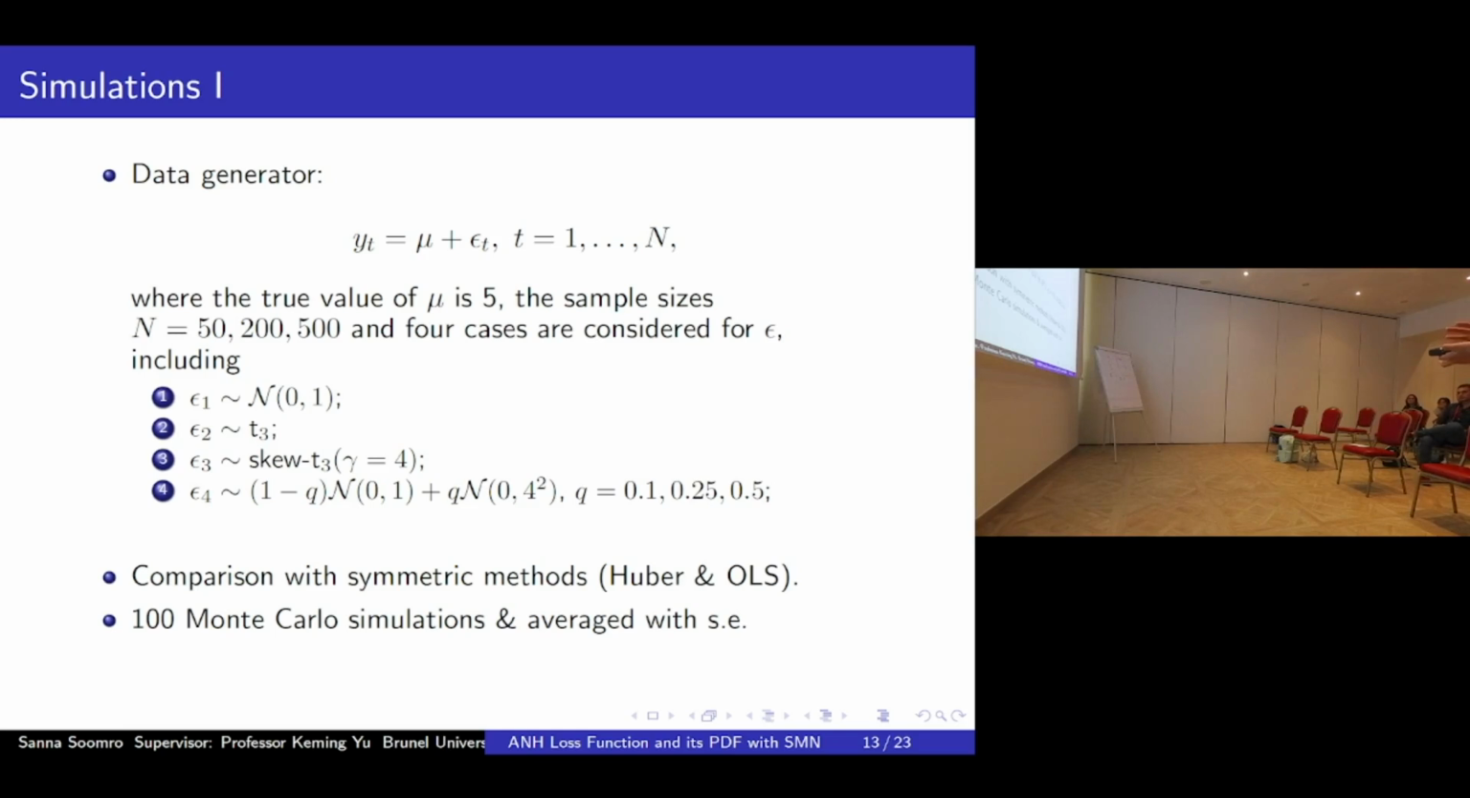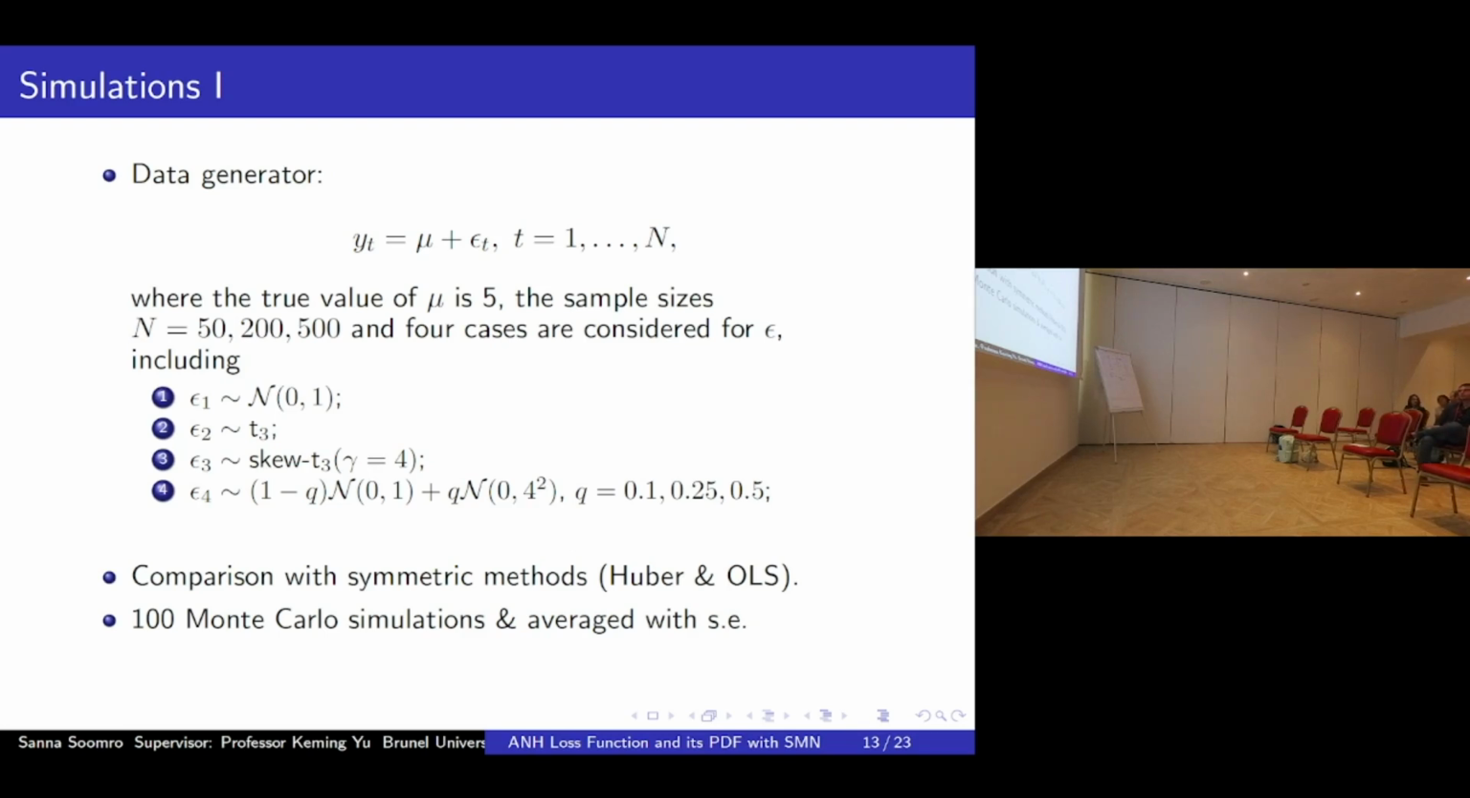And for epsilon, 4 different cases of error distribution, where the first one is the normal distribution, the second is the t distribution with 3 degrees of freedom, and the third is the skew t distribution with gamma equals 4, where gamma is the skewness parameter. And the last is the contaminated distribution, where it allows some outliers depending on Q. I have 3 different values of Q here.